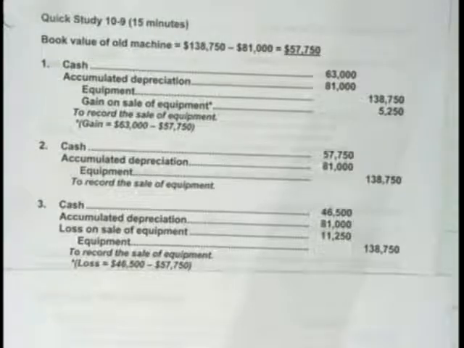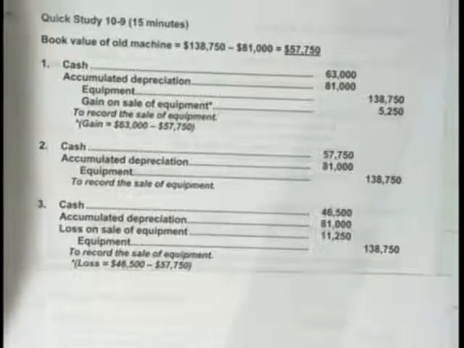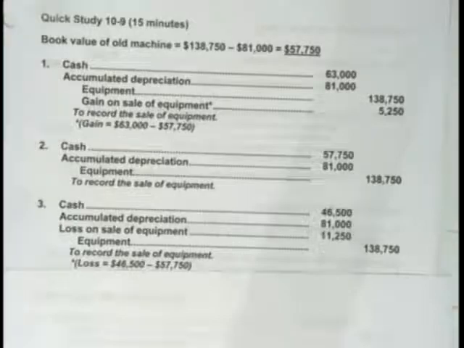So take a look at that. In that second situation, we didn't need to balance the journal entry, did we? Because it was already balanced. There's no gain or loss recorded. And in the third situation, we had a loss. All right? Make sense?